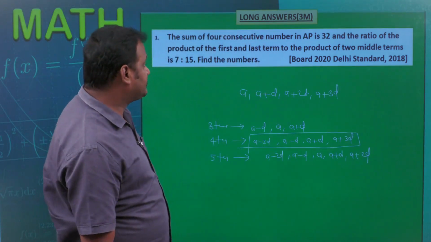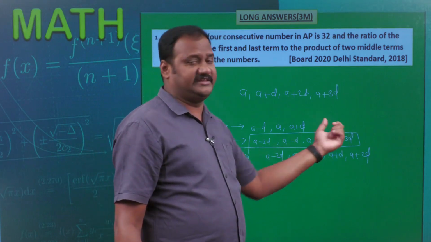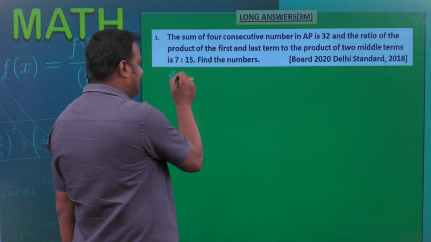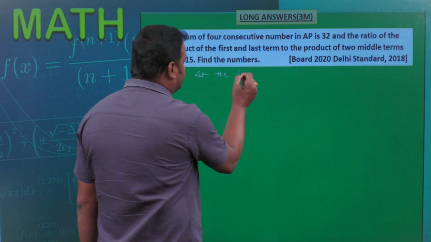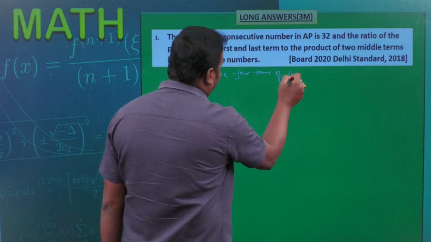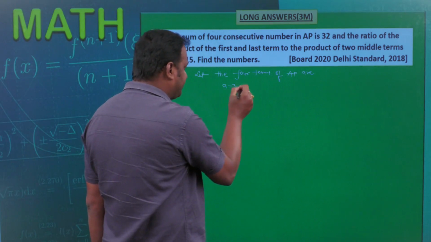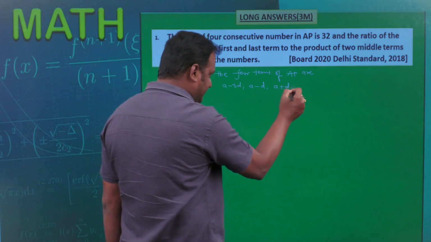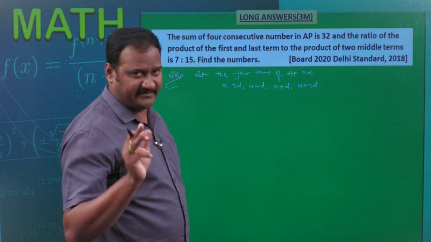So what are our first 4 terms of the arithmetic progression? A minus 3D, A minus D, A plus D, A plus 3D. This is my selection of terms. So let the 4 terms of the arithmetic progression be: the first term is A minus 3D, next term is A minus D, next term is A plus D, next term is A plus 3D, because we are maintaining the common difference 2D.